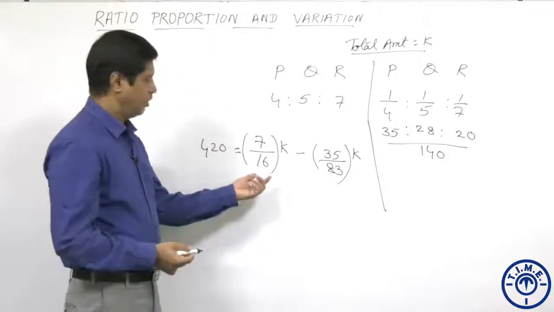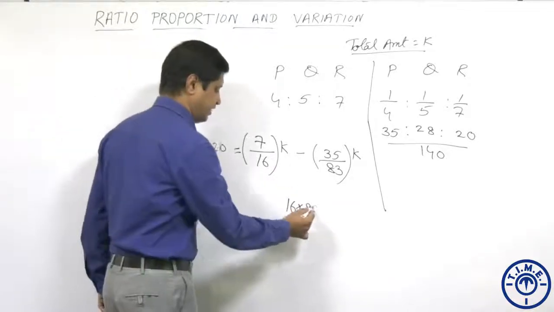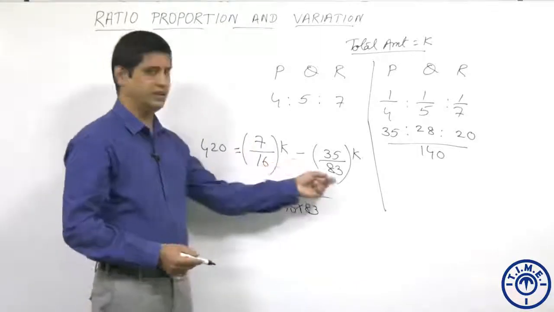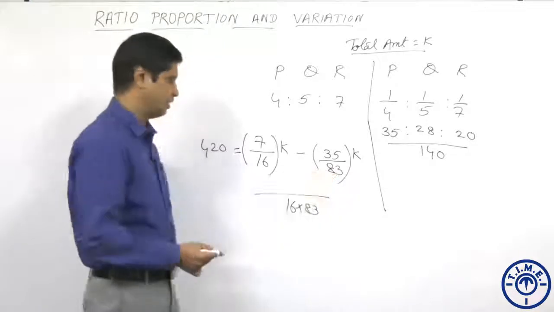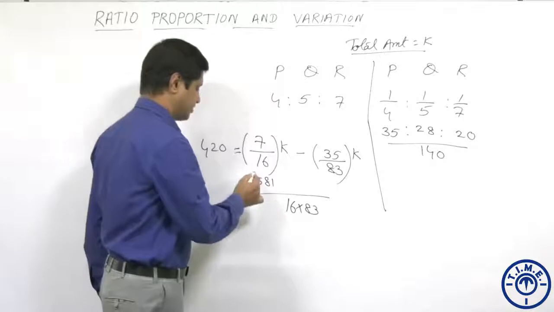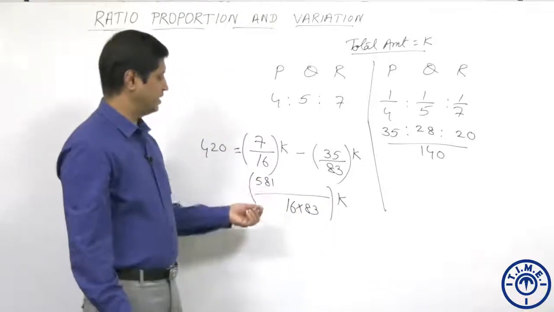Now, simplify. What is the LCM of 16 and 83? Only the product is the LCM. Now, what is the result? 7 times 83. 7 times 80, 560, plus 21, 581. Now, K is common here, so just take K outside. Now, what is next here?